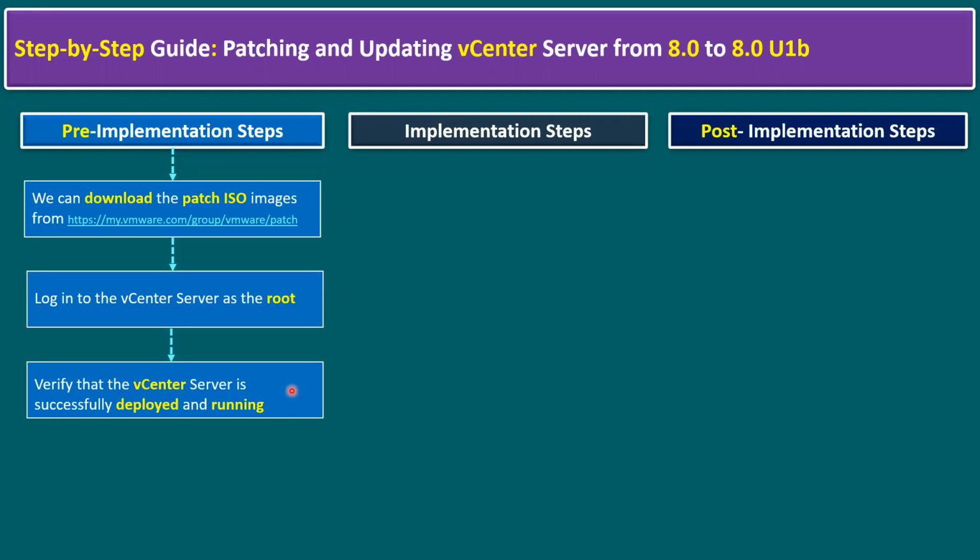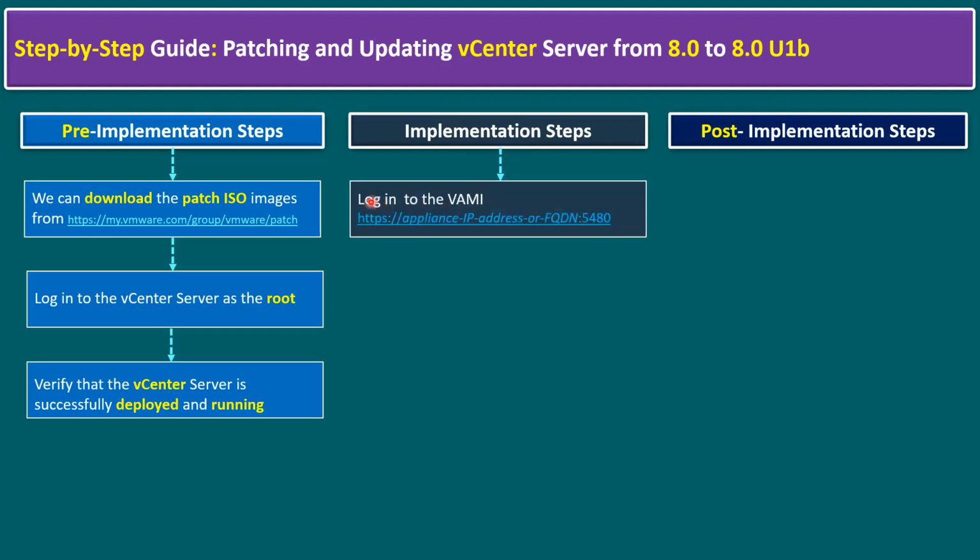Okay, now let's talk about the implementation steps. Within the implementation steps, log into the WAMI page. WAMI means vCenter Appliance Management Interface. This appliance URL is HTTPS, our appliance IP address or vCenter FQDN. FQDN means fully qualified domain name. Either you can enter the vCenter fully qualified domain name or vCenter IP address, colon 5480 port number.